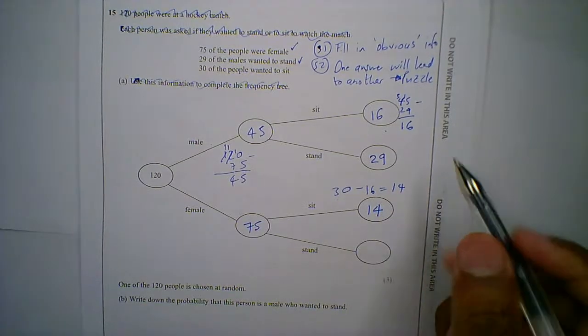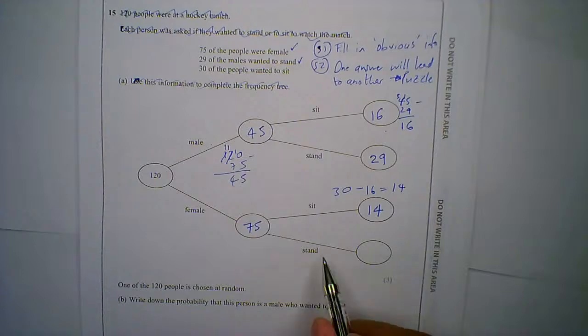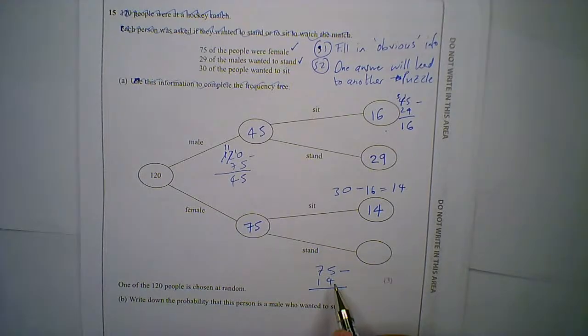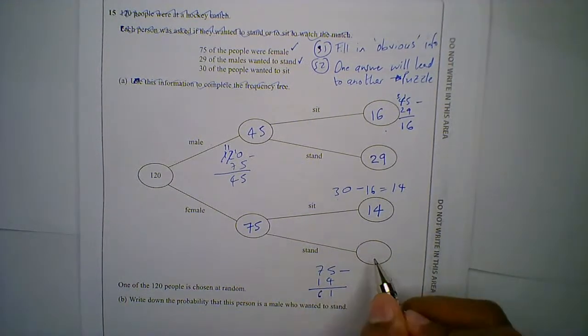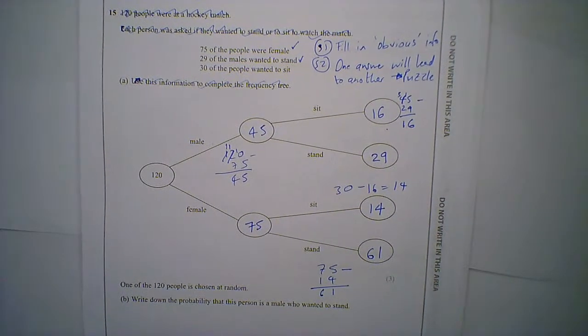And like my step 2, one answer will lead to another. So I can now work out this one. So standing, this is 75 people. 75 take away 14. 5 take away 4 is 1, 7 take away 1 is 6, so this is now 61. So that's that part done, part A. Now let me go to part B.